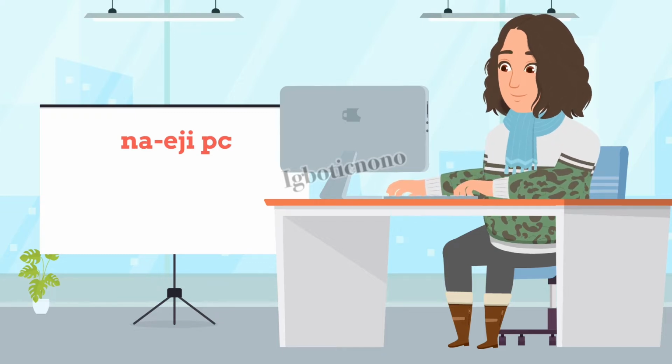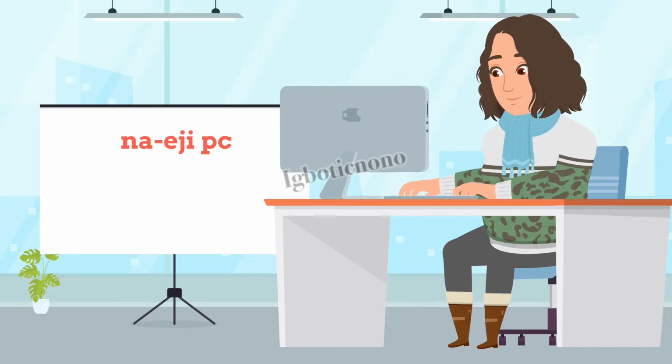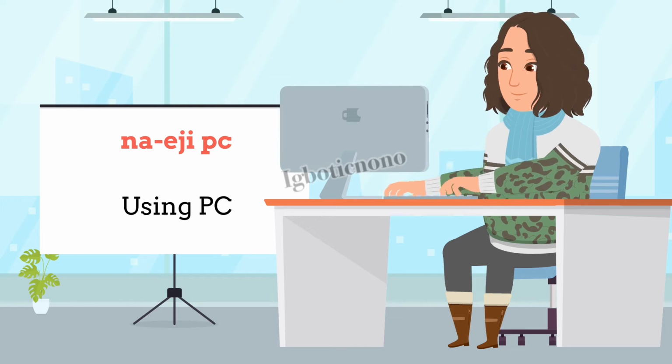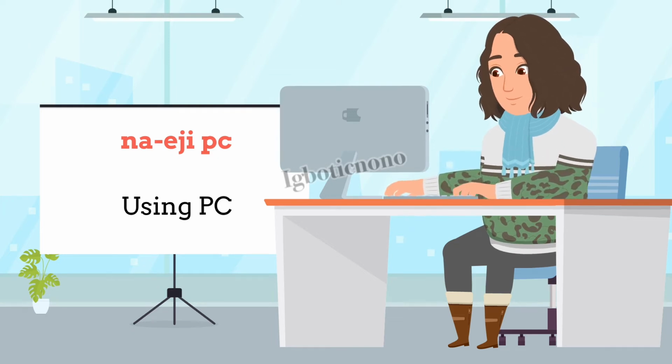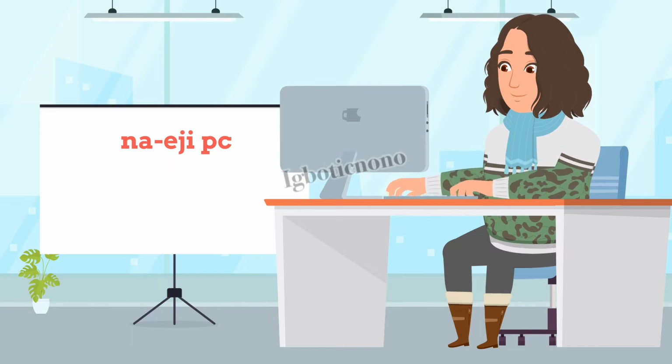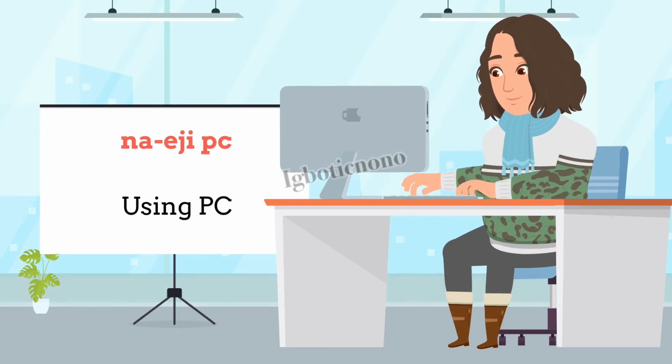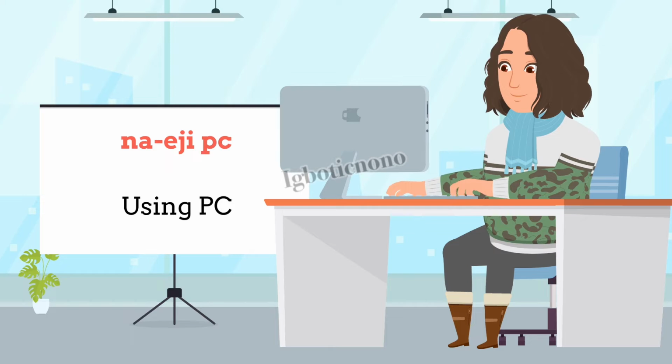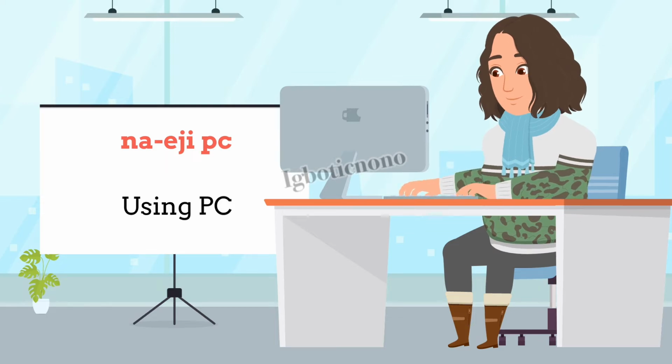So we're using the PC here, which is very simple, like na AGPC. You're using the PC, so you're what? Na AGPC. I think this is among the easiest here. So using PC, na AGPC.